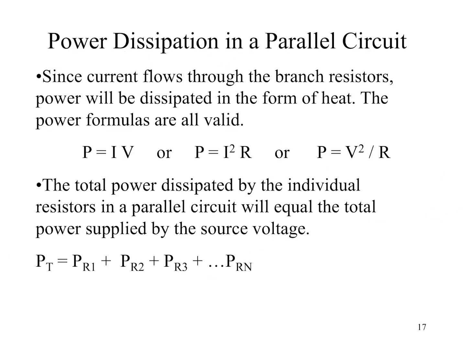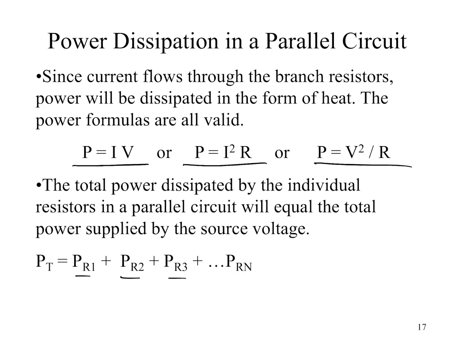So power dissipation in a parallel circuit, all of our power relationships apply. So V times I, of course, I squared R, or V squared over R. And the total power is just like any other circuit, where if you have the individual powers, you just add them up to give you total power. And this is good for any circuit. It doesn't matter whether it's series or parallel or a combination series parallel circuit. If you have the individual power dissipation of each device, you just add them together to give you the total.